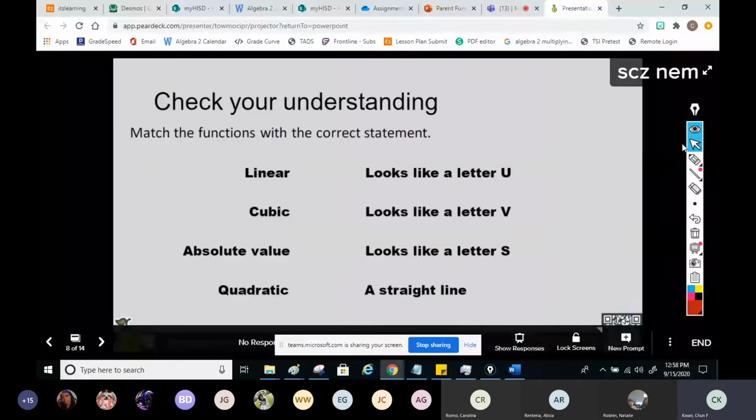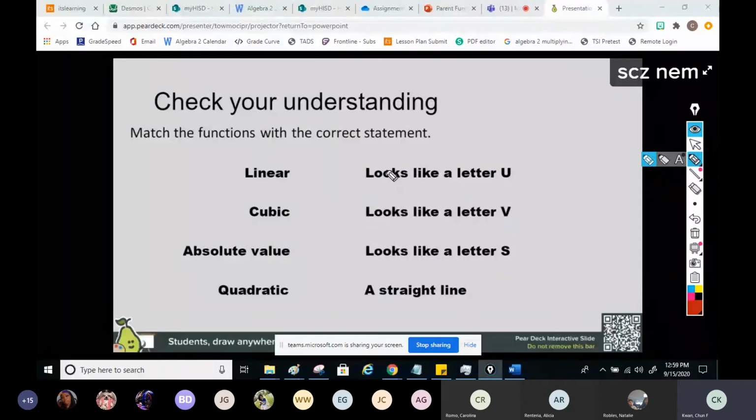All right, enough talking. I know probably a lot of you guys are falling asleep, so let's check your understanding. I want you guys to match the functions with the correct statement. There are these 4 functions that we talked about earlier, and right here you have a very simple description. Use your notes to help you, and I want you to connect them. For example, if you think linear looks like a letter V, just connect the line like that. If you think cubic looks like a U, connect it like that, okay? So just connect the lines and match them.